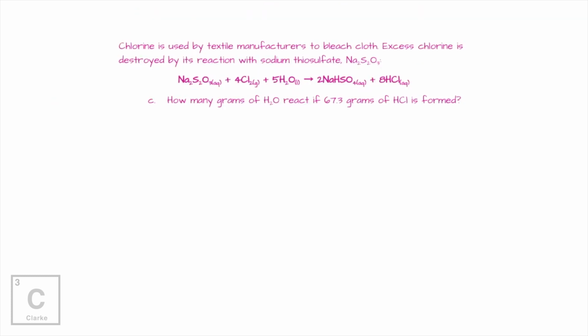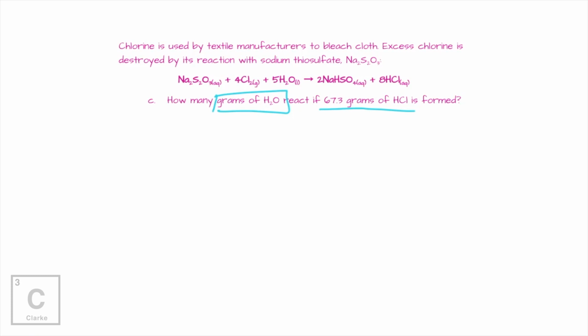Still using the same chlorine textile manufacturers to bleach cloth. Same balanced equation, third problem. How many grams of water react if 67.3 grams of hydrochloric acid is formed? 67.3 grams of HCl, that's our given. And we're looking for how many grams of water. Our very first problem was mole to mole. Our second problem, we did mole to gram. Now we're doing gram to gram.